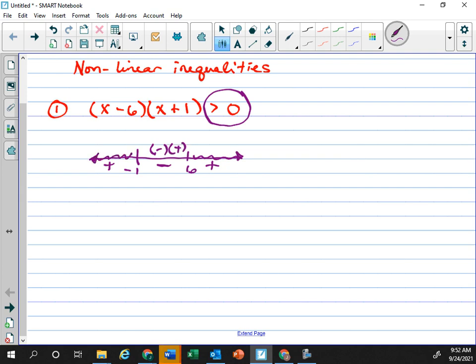And what about the -1 and 6? Am I including those or not? If it said greater than or equal to, then I'd want to include them. That would be where it equals 0. But since it just says greater than, they're going to be open statements. So your answer to this inequality is -infinity to -1 with a parenthesis, and then parenthesis 6, infinity. Okay?